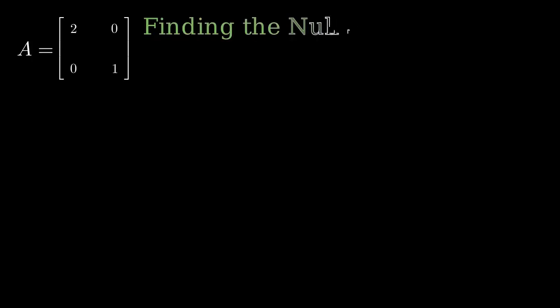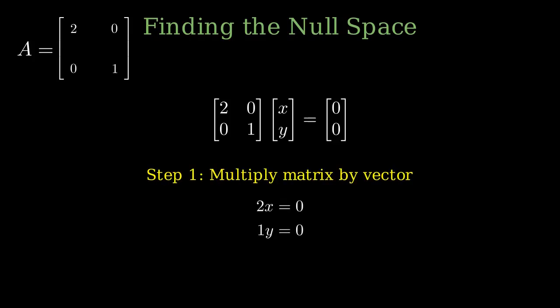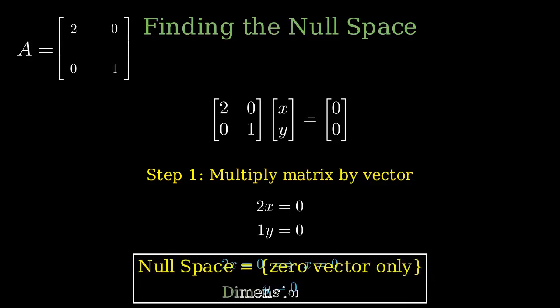Let's solve for the null space step by step. We need to solve Ax equals 0. Multiplying this out gives us two equations. From the first equation, 2x equals 0, so x must be 0. From the second equation, y equals 0. So the only solution is the 0 vector. This means the null space contains only the 0 vector.